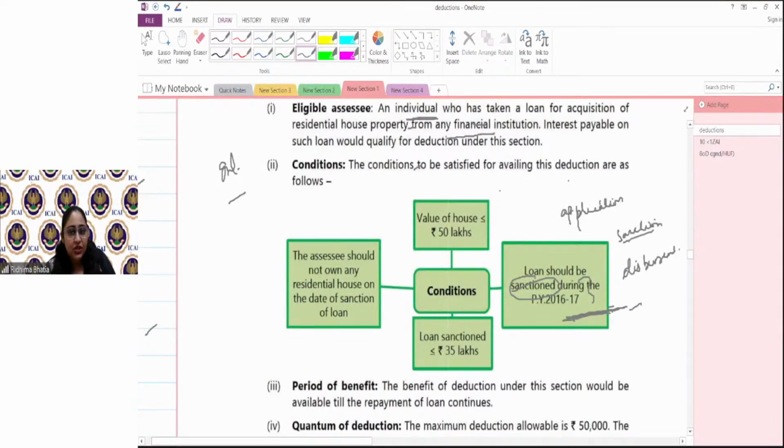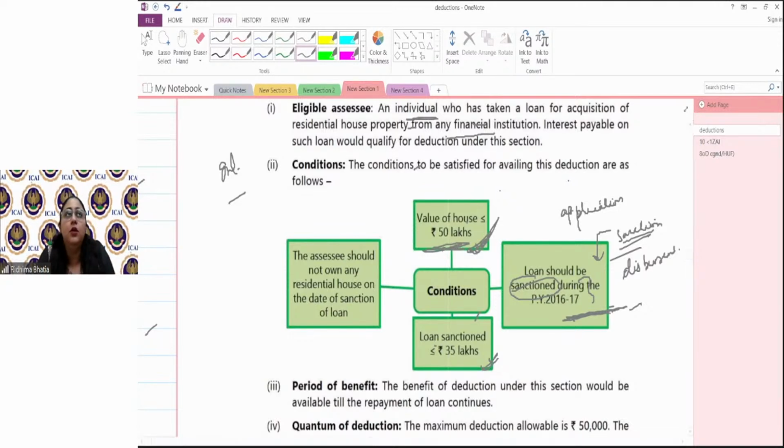So here the sanctioning is the criteria. Sanctioning should be in the previous year 16-17. Not before, not after, in the previous year 16-17 your loan should be sanctioned. The loan amount is not more than 35 lakhs. So if the loan amount is more than 35 lakhs, 80EE would not be applicable. Also, the value of the property for which you have taken the loan should not be more than 50 lakhs. So now can I come to the purpose of the scheme?